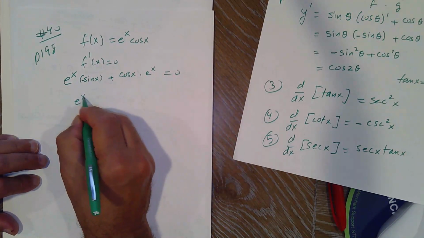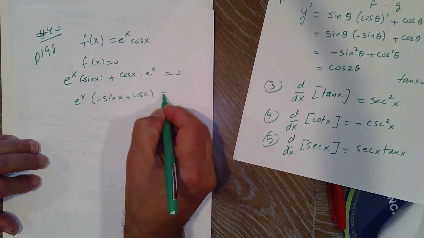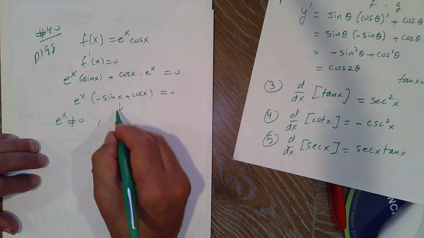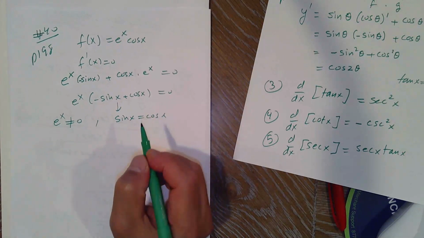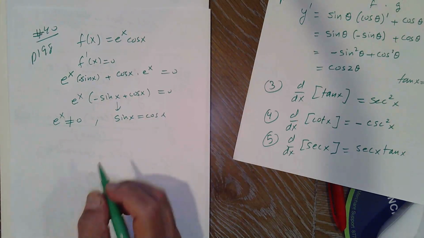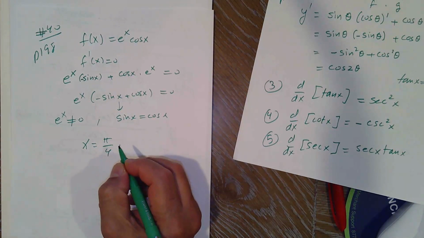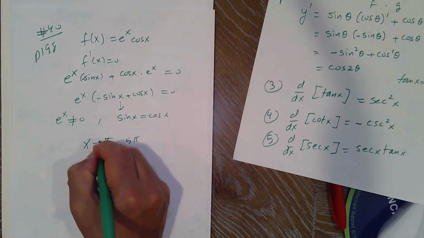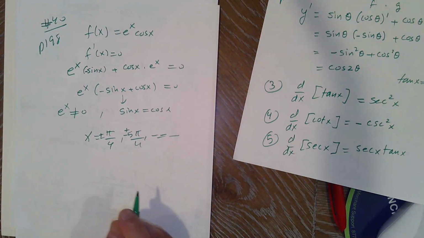We can pull out e to the x. So we know e to the x is never 0, it's positive. So this is going to be 0 when sine x equals cosine x. And this is, if you look at the unit circle, this is when x equals pi over 4. And then 5 pi over 4, plus or minus, and so on. Okay.